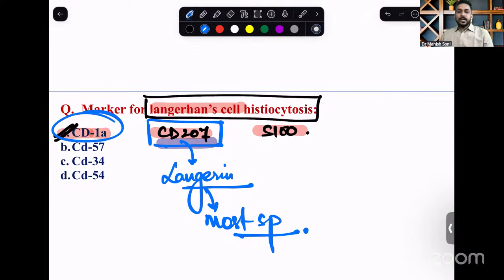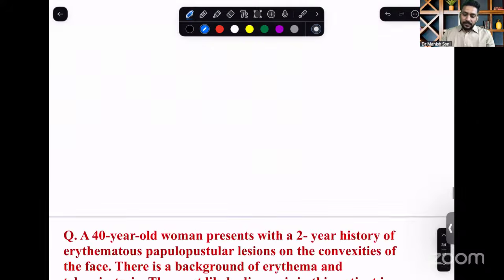Questions are also asked on CD1A. This is a marker of Langerhans cells.